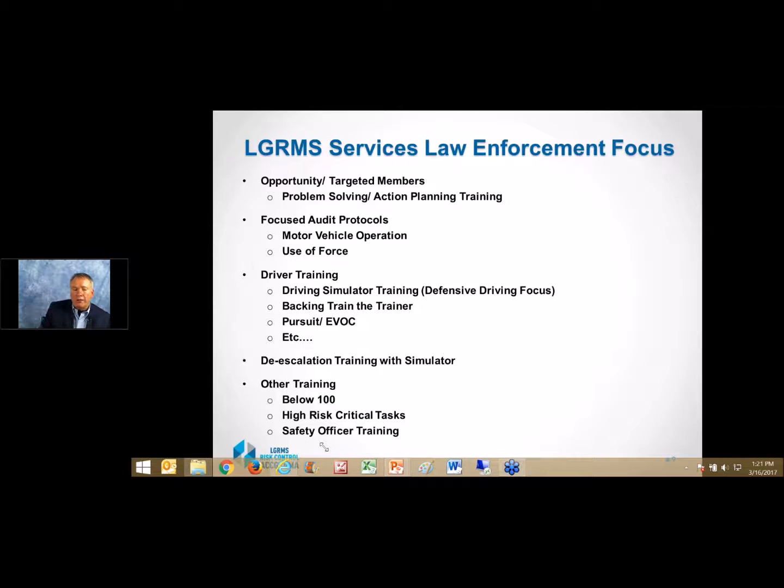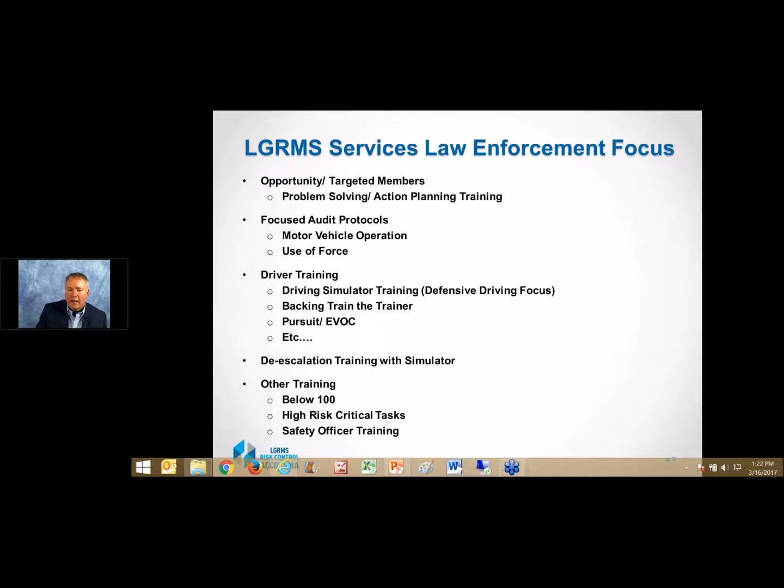And again, we do all kinds of other training. This training, Michael, is available now, so we do Below 100 training. It's great in regards to officer safety, seat belts, wearing body armor, a variety of things. Very impactful. We hear a tremendous amount of positive feedback regarding that training. High-risk critical task training we have that really focuses towards property and liability, but that's available. And safety officer training. We rolled this out two years ago in a regional training concept for law enforcement. And as you saw, we have a lot of incidents, 10% of those related to training.